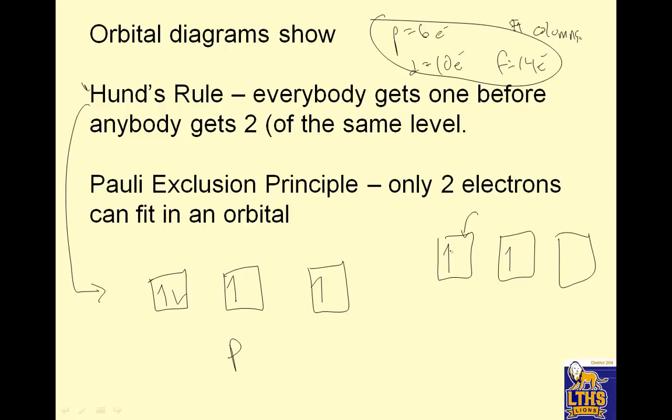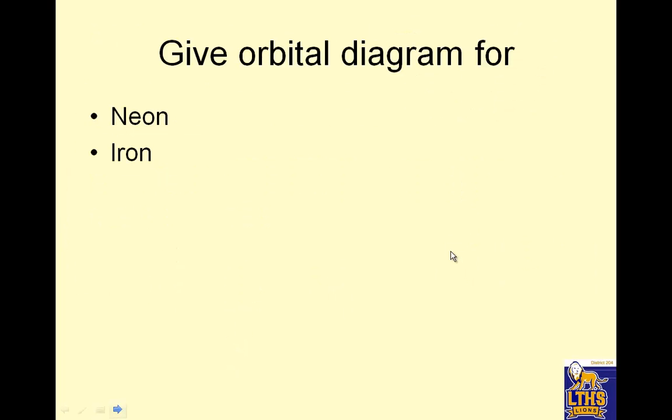The Pauli exclusion principle says only 2 electrons can fit in an orbital. Do you notice how this holds 2 electrons? I can't fit a third one in there. So the Pauli exclusion principle says orbitals only hold 2, which is why p can hold at most 6. P orbitals, urinal things.